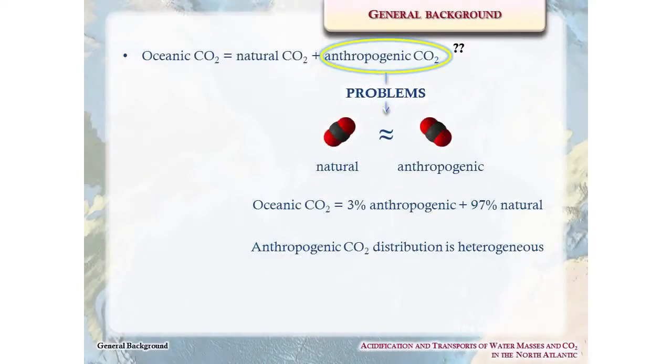So to know how much of the anthropogenic CO2 has been uptaken by the ocean, we require a method that allows distinguishing the natural and anthropogenic components. But this is a difficult task for a variety of reasons. First, anthropogenic CO2 cannot be distinguished from natural CO2, and it has to be inferred from indirect means. Second, the anthropogenic perturbation represents only about 3% of the total dissolved inorganic carbon in the ocean. And finally, the anthropogenic CO2 presents a distribution that is rather heterogeneous in the ocean. Therefore, several methodologies have been developed to estimate the anthropogenic concentration in the ocean.